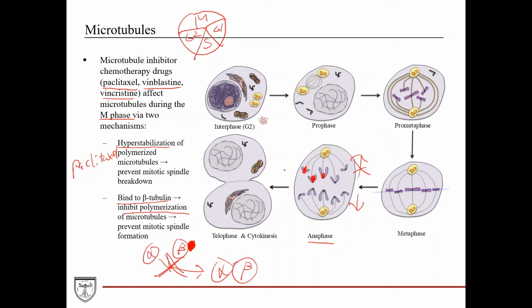And so this is really important because you can get tripped up on tests. You've got to remember that they don't just affect microtubules, you've got to remember how they affect them. Is it hyperstabilization or is it inhibiting polymerization?